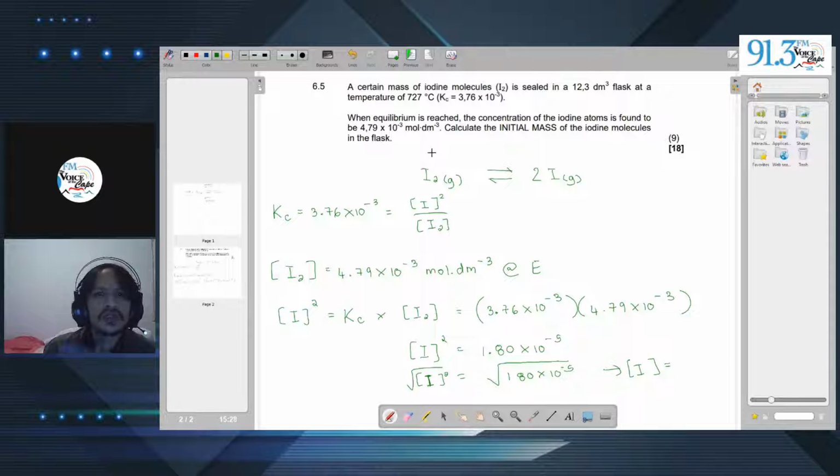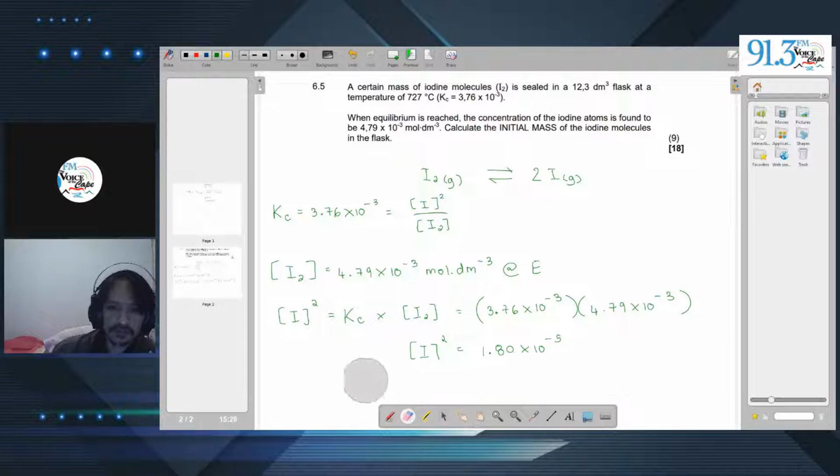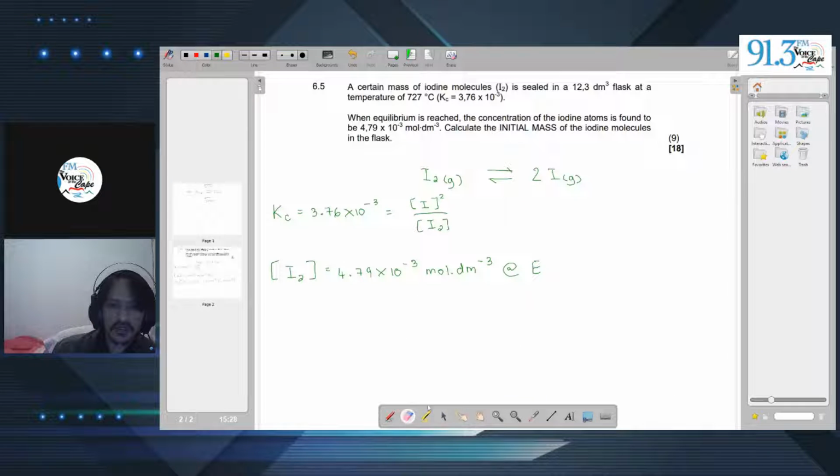Hold on. Did I do the right thing here? My apologies. When equilibrium is reached, the concentration of iodine. You see, I made a mistake. Good thing I double checked. Sorry, the concept they say here, so it's very important to read the questions carefully, is the concentration of iodine atoms. I used iodine molecules. Oops.